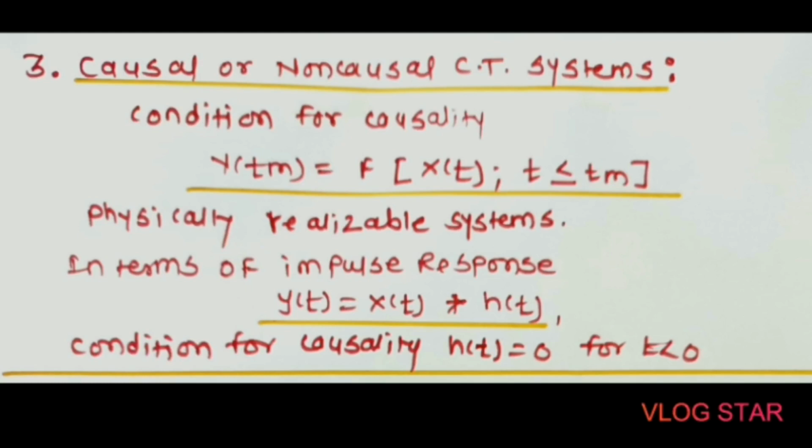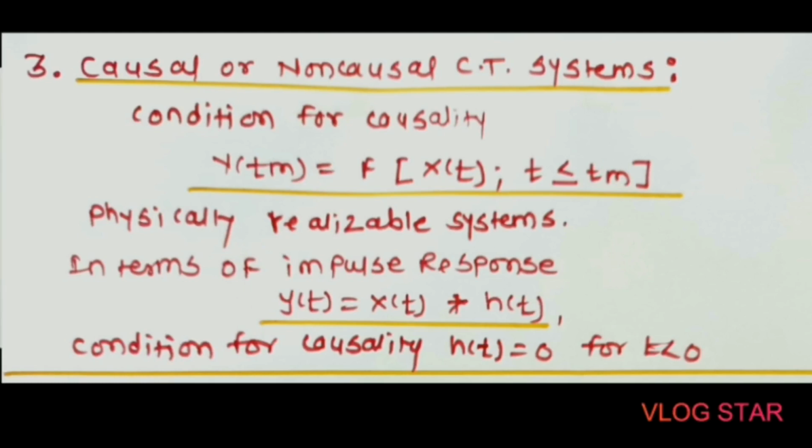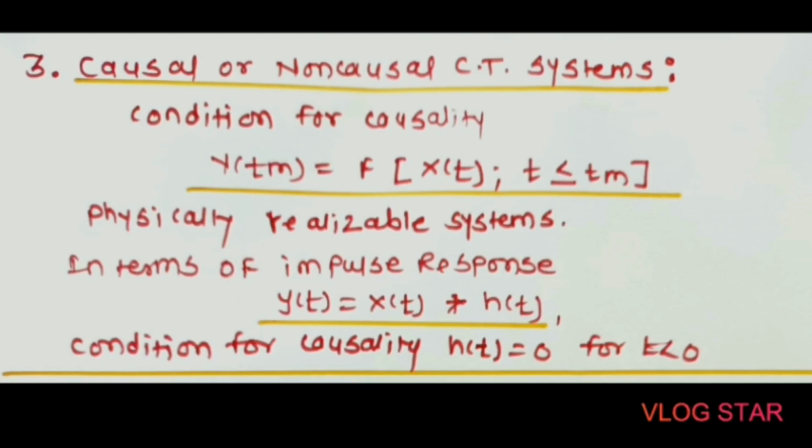If the input is applied at t equal to Tm, then the output at that time, that is y of Tm, will be dependent only on the values of x of t for t less than or equal to Tm. So the condition for causality is y of Tm is equal to a function of x of t, where the value of t is less than or equal to Tm.